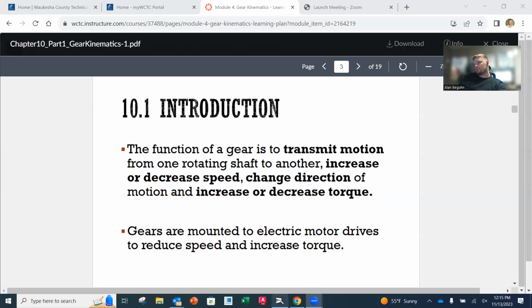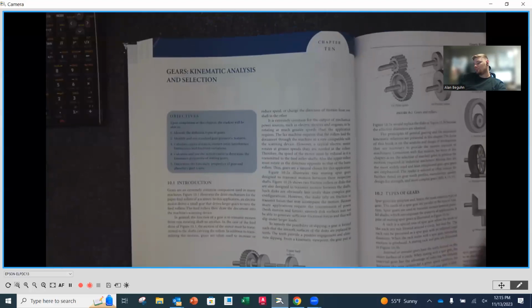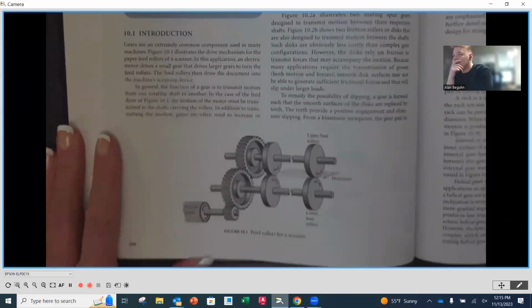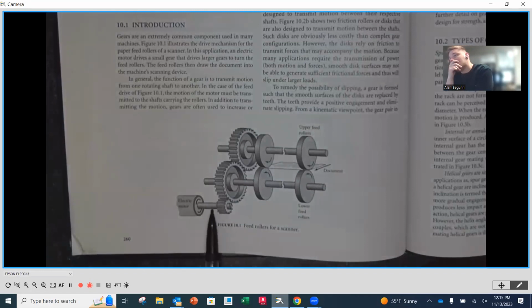So if we look on page 260, which happens to be the first page of the chapter, I'm going to zoom in on the illustration down here, which is figure 10.1. Okay, coming in here, you're going to notice that we have an electric motor that has a gear mounted on the output shaft of it. It's in engagement with another gear. Notice the difference in sizes here.